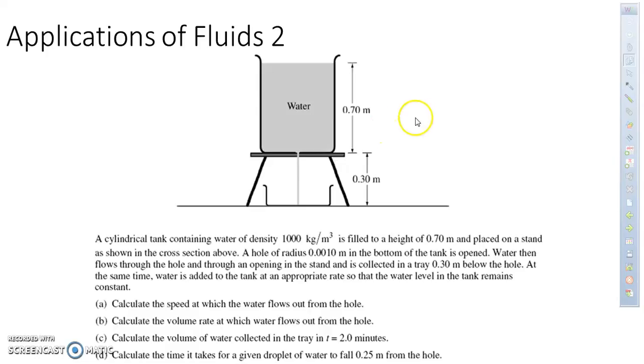So we're given lots of measurements, how high this is, how tall the water is. We have the density, we have how much it's filled by, we have the radius of the hole, etc. So let's calculate some values. One thing is to figure out the speed at which the water flows out of the hole, the volume rate, how much water was collected, and then how long it took for the object to fall that distance. All right, so let's go ahead and do that.